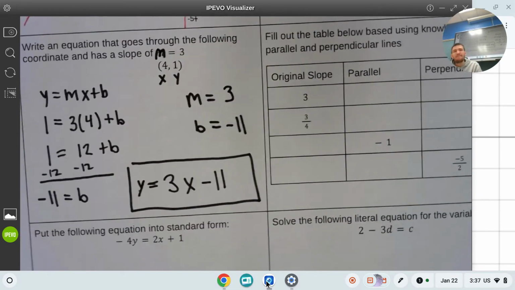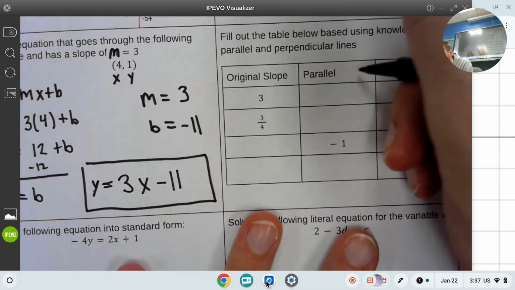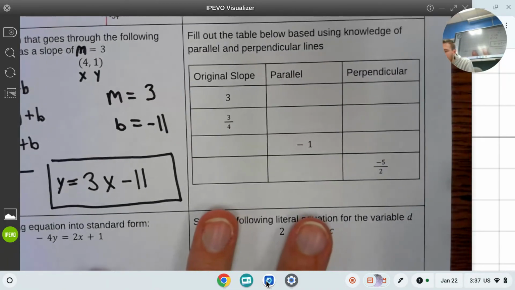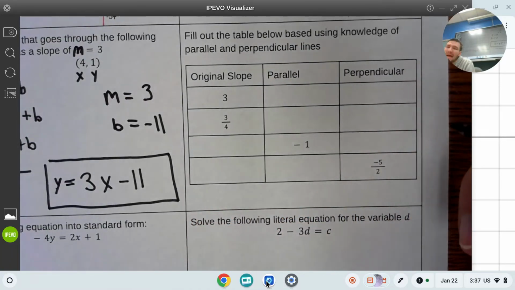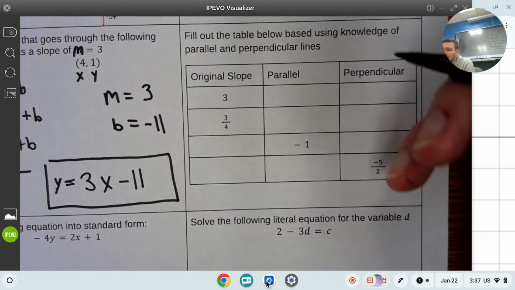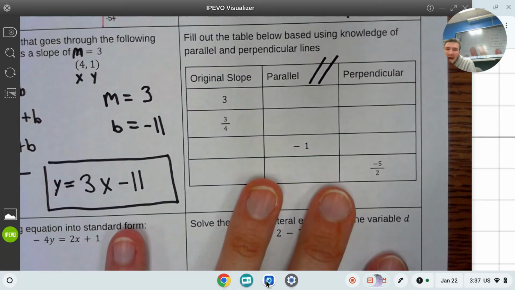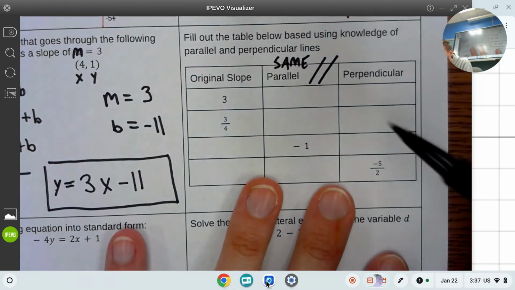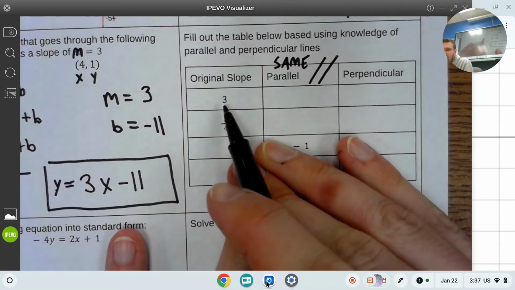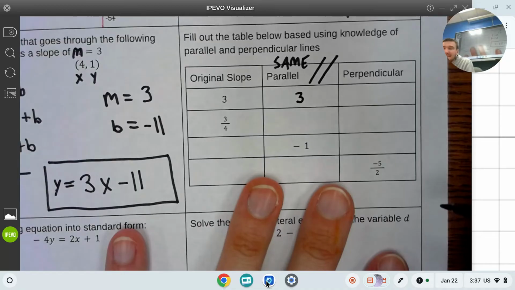All right. We have a table here. This table talks about parallel and perpendicular lines. A little bit of vocab that you definitely are going to use in part B and especially going to use in geometry. Parallel lines look like that, and parallel lines have the same slopes. So if the original slope is 3, the parallel slope is 3. It's the same exact thing.